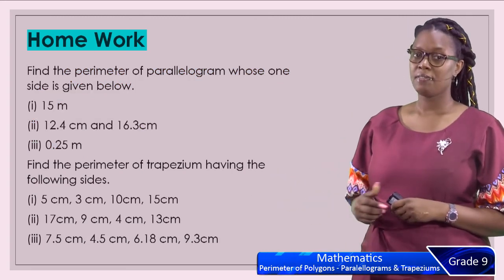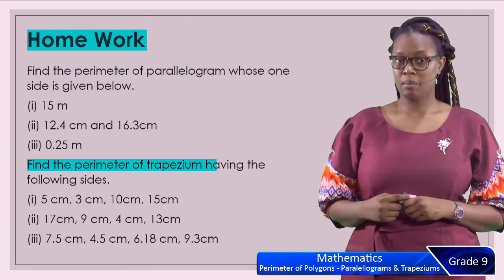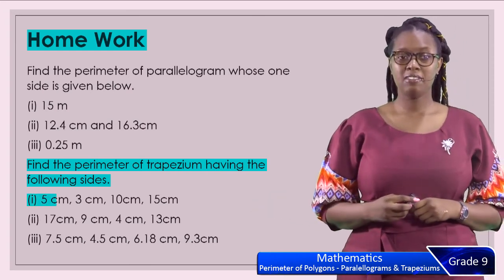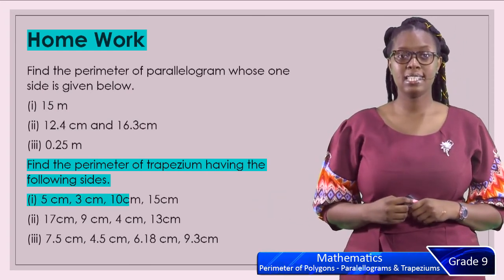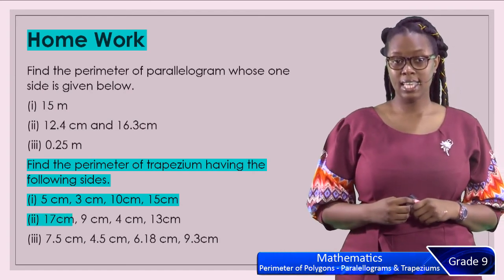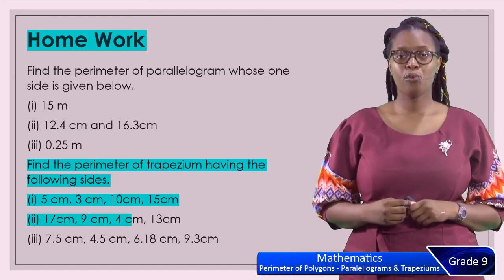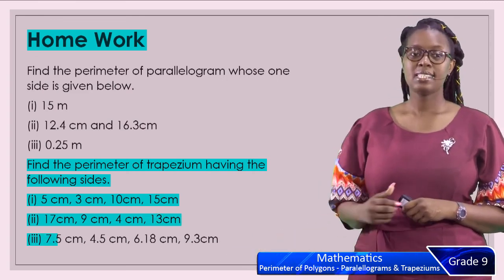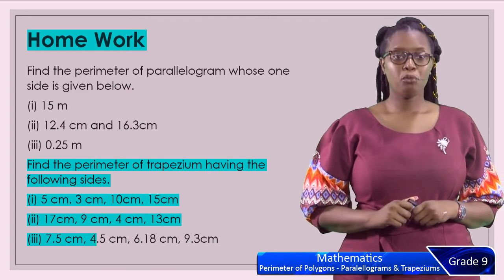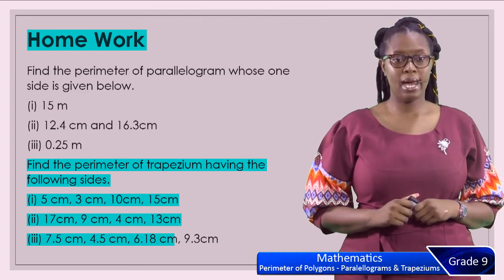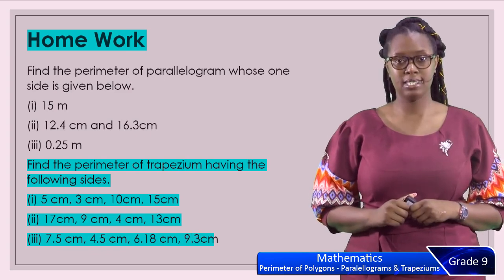Second set, find the perimeter of trapeziums having the following sides. The first one we have 5 cm, 3 cm, 10 cm and 15 cm. The second one 17 cm, 9 cm, 4 cm and 13 cm. And the final one 7.5 cm, 4.5 cm, 6.18 cm and 9.3 cm.